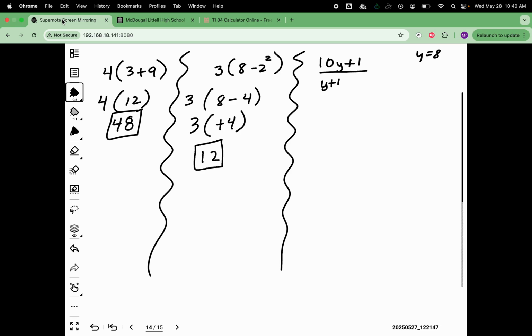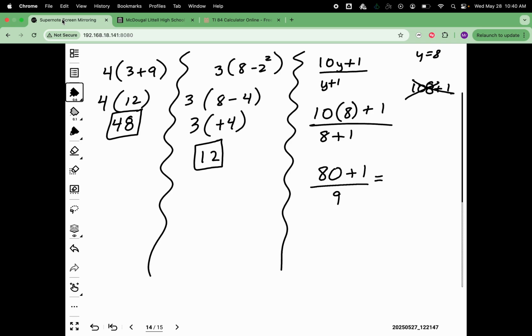All right, our last one, 10 times 8, plus 1. Notice how I put that parentheses there. Because it's saying 10 times y, I wouldn't want to make it look like this, because then it would be 108 plus 1. That's why I put the parentheses. That's the wrong way. All right, and then this is 8 plus 1. We don't have any parentheses that we have to evaluate within, so this is going to be 80 plus 1 on top over 9. 81 over 9. Answer 9.